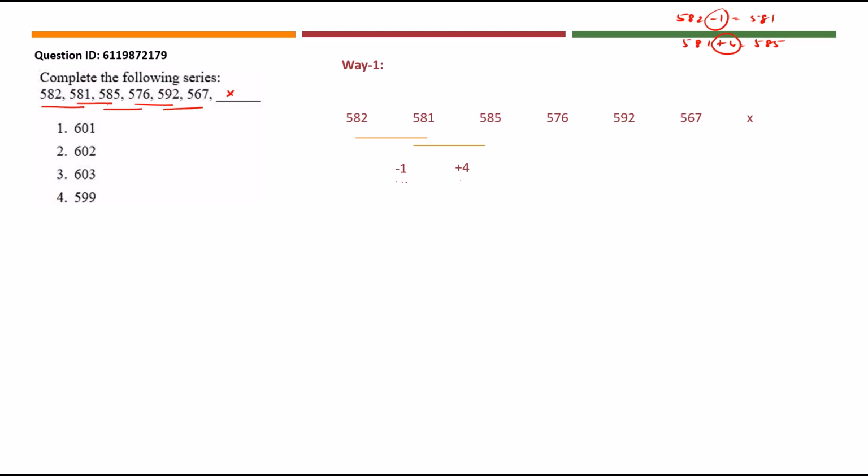So 585 minus which number will give you 576? It is 9. 576 plus which number will give you 592? It is 16. 592 minus which number will give you 567? It is 25. Now what do you understand from this particular term? 1, 4, 9, 16, 25 is nothing but 1 square, 2 square, 3 square, 4 square and 5 square.